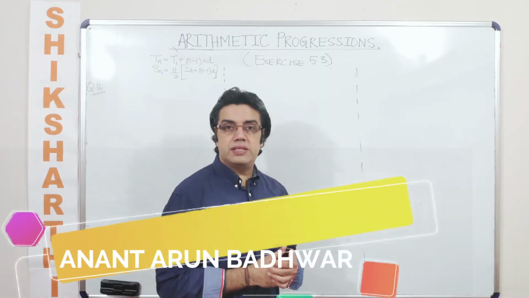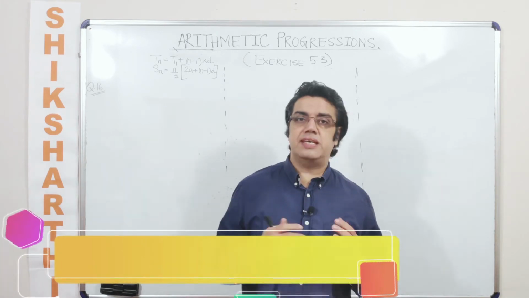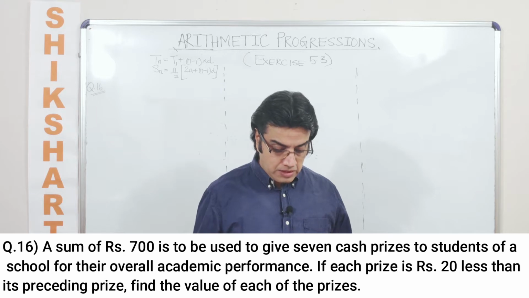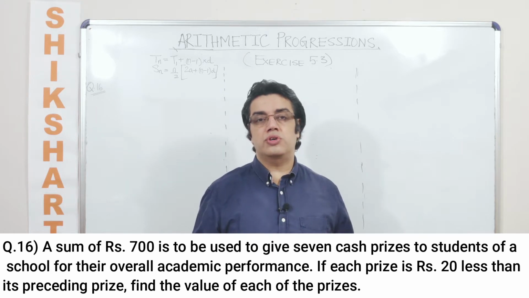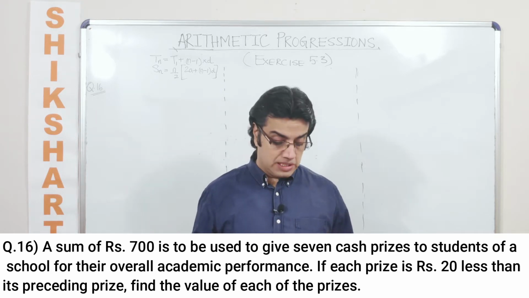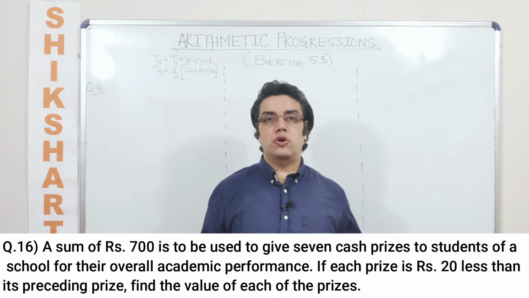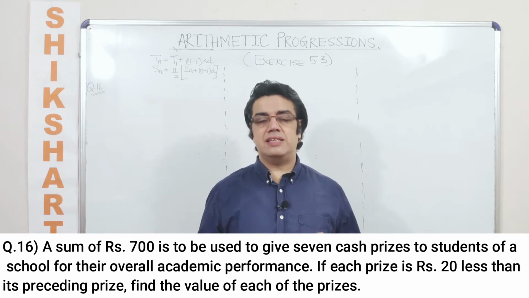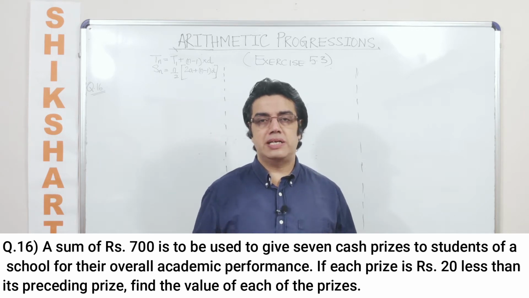Now, talking about question number 16. Question number 16 says that there is a sum of 700 rupees which is used to give 7 cash prizes in such a way that the cost of each prize is 20 rupees less than its preceding prize.